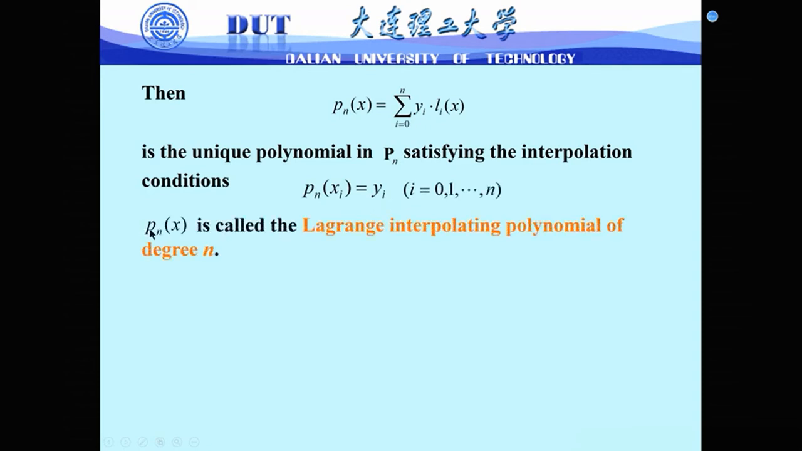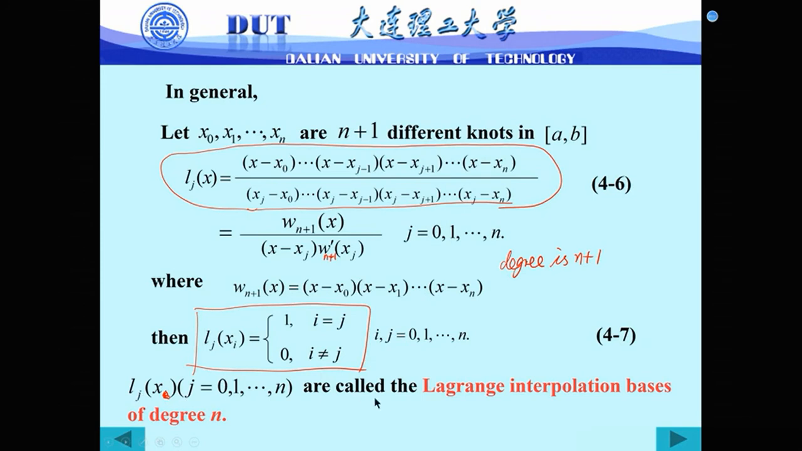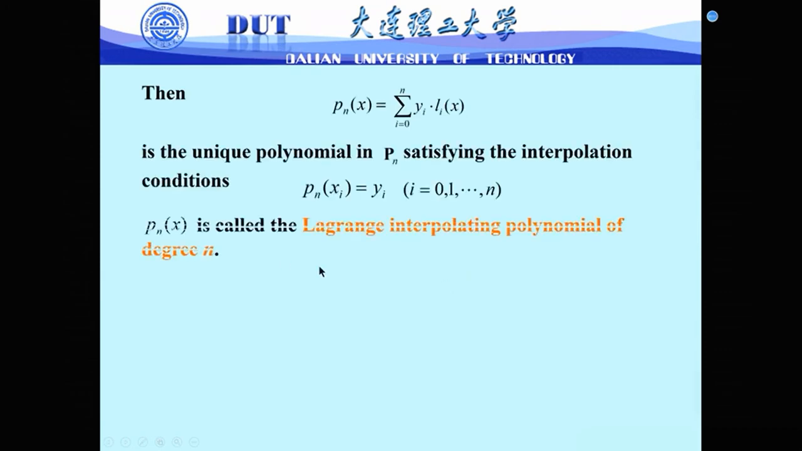Okay, so then we know Pn is called the Lagrange interpolation polynomial of degree n. Here Li, Lj are the bases. They are also polynomials of degree n, right? Then, some notes. Here you should know the number of bases, i from 0 to n, is the same as the number of nodes, right?